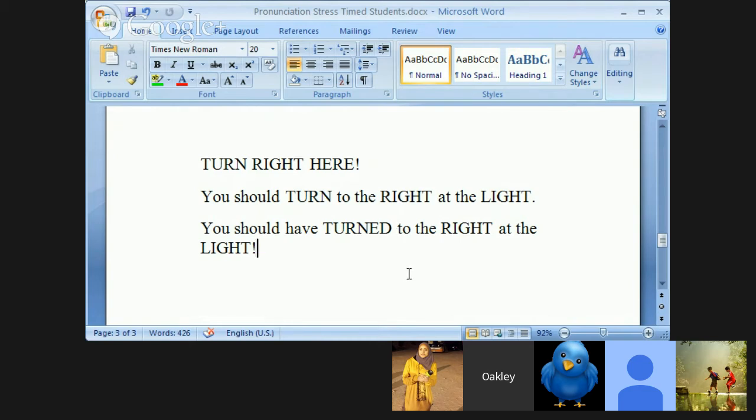To the right. At the light. Not "at," not the full pronunciation. It becomes like a schwa sound. At the light. Takes about the same amount of time to say. To the right. Really not much difference in timing there, right? Okay, that's the idea.